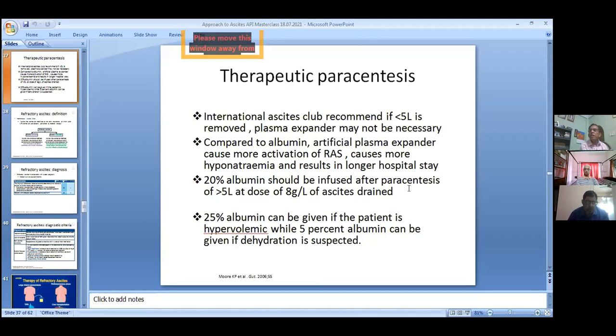Sometimes 5% albumin is used if the patient is dehydrated, and 25% albumin is available in the US, it is not 20%, but in our country 20% is available. In a hypervolemic patient, most of the patients of cirrhosis, we give 20%.